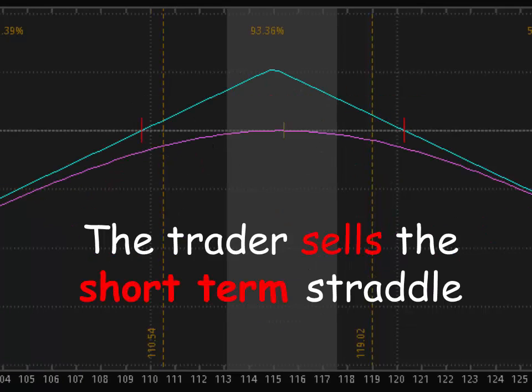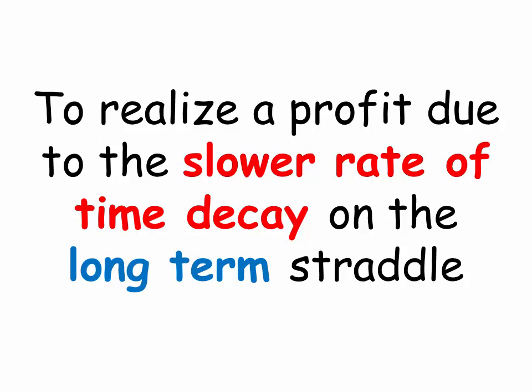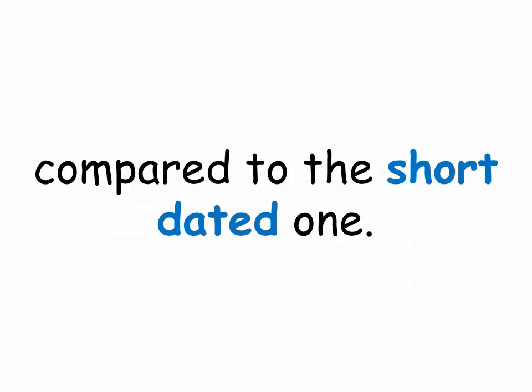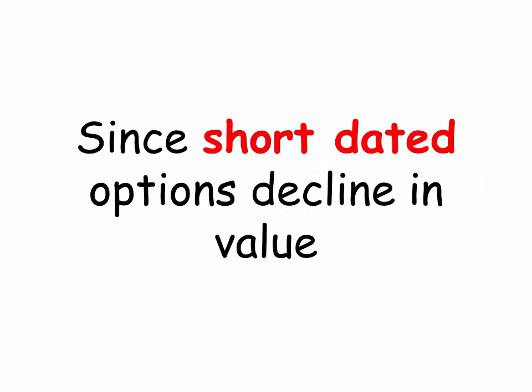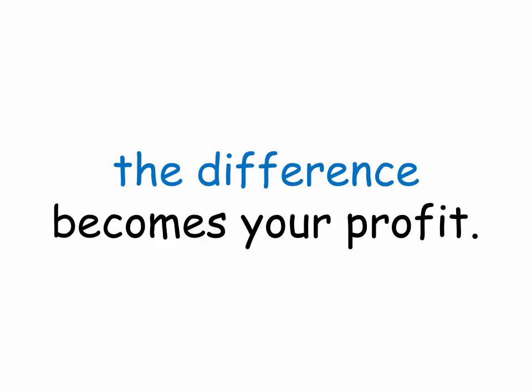The trader sells the short-term straddle and buys a long-term straddle with this objective: to realise a profit due to the slower rate of time decay on the long-term straddle compared to the short-dated one. Since short-dated options decline in value more rapidly than the longer-dated ones, the difference becomes your profit.